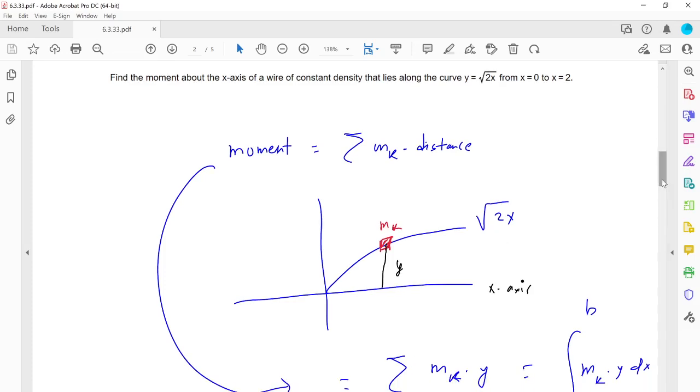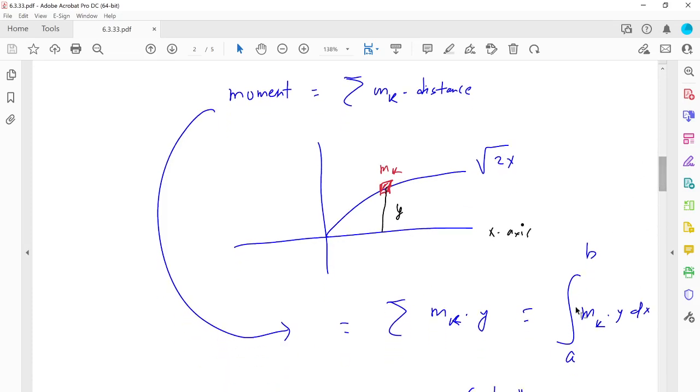So let's say we divide this wire into different discrete masses like mk, as you can see here. Then the distance of this mass is the value of the curve at that point. So basically we're trying to find the sum of all these masses times the distance of that mass from the x-axis, because it's about the x-axis. Which can be found by integrating mk times y. In this case the range of integration is from 0 to 2.